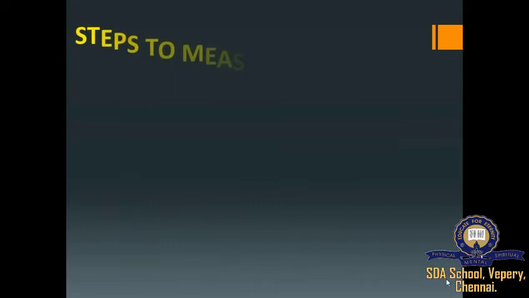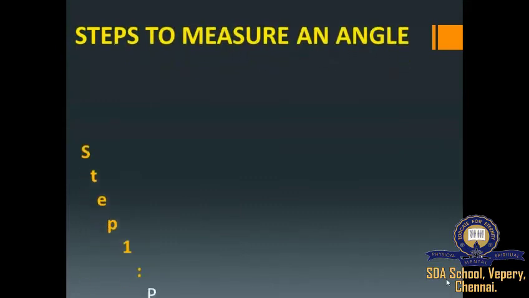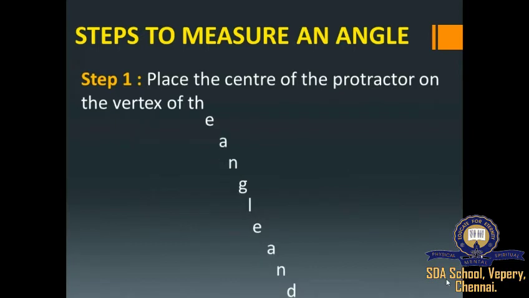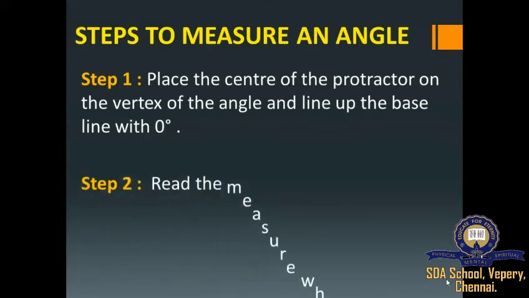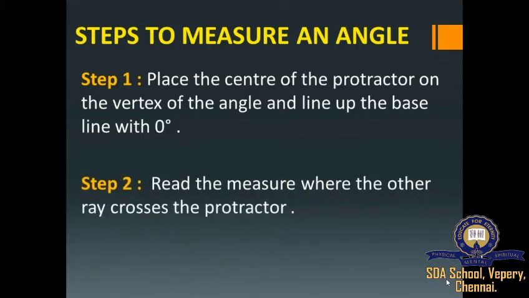So now we'll move on to the steps to measure an angle. Step one: you should place the center of the protractor on the vertex of the angle, and you must line up the baseline with 0 degrees. Step two: you must read the measure where the other ray crosses the protractor. So what is the first step? You will be placing the center of the protractor on the vertex of the angle, and you must line up the baseline with 0 degrees. And step two, you should read the measure where the other ray crosses the protractor. So these are the steps to measure an angle.